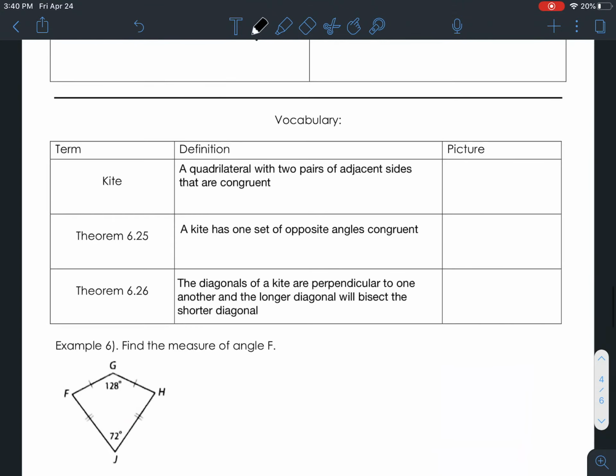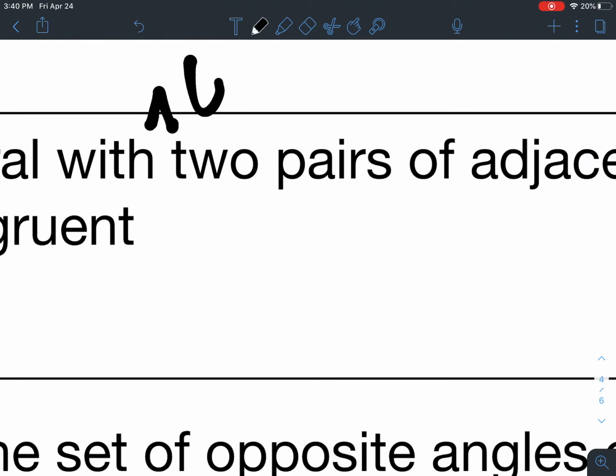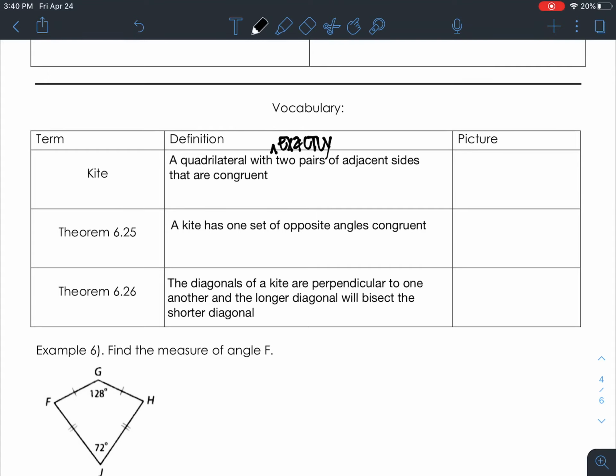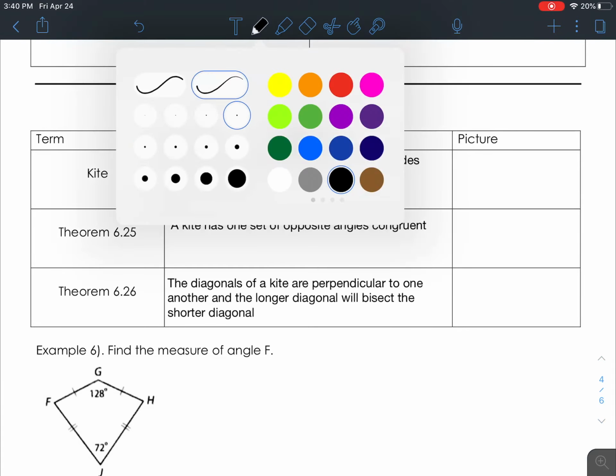Okay, so our last quadrilateral that we're going to talk about is called a kite. What a kite is, it's a quadrilateral with exactly, I'm going to put that word in there, two pairs of adjacent sides that are congruent. Okay, so let's go ahead and draw that picture.